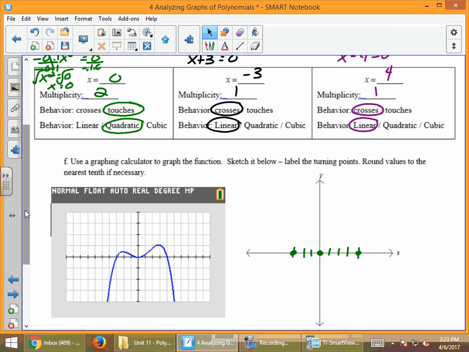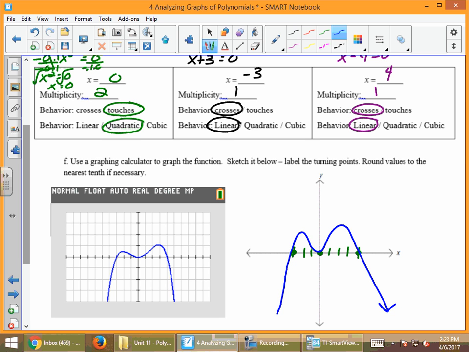And then you just connect with that same kind of curve. So something along those lines. It doesn't need to be perfect. Like a squiggle.